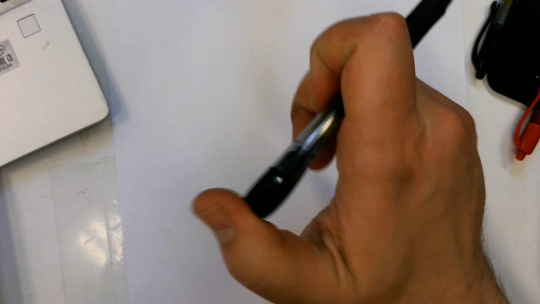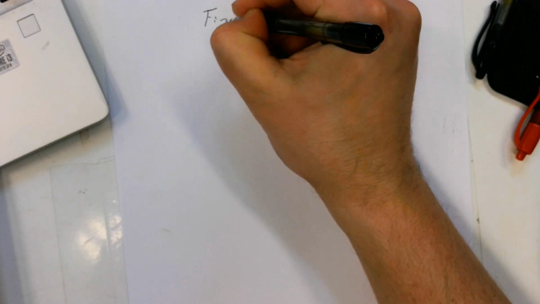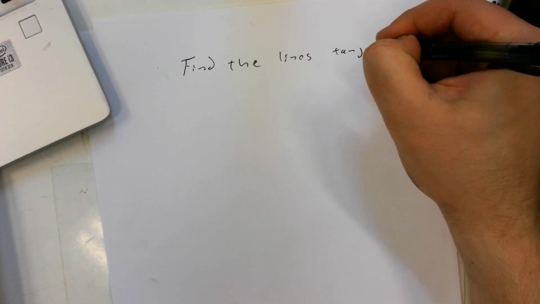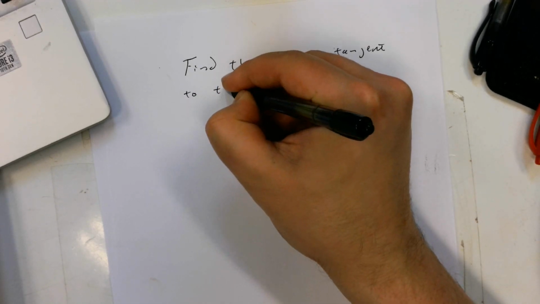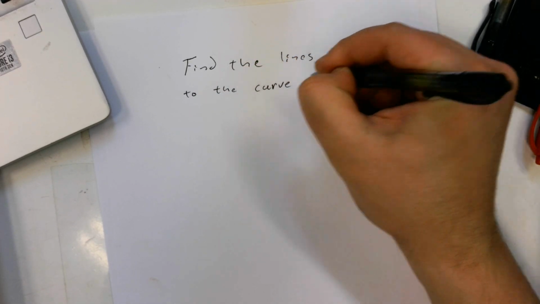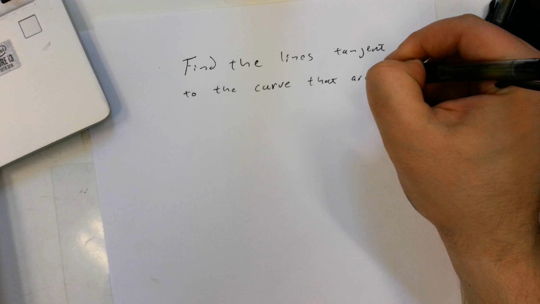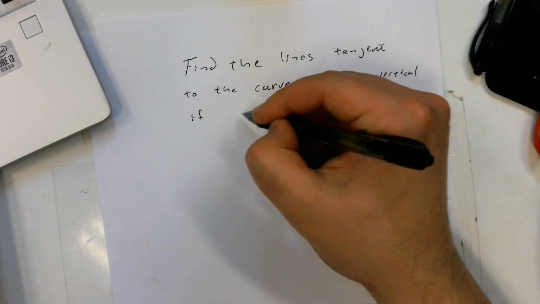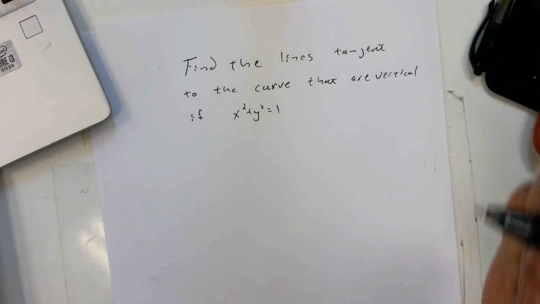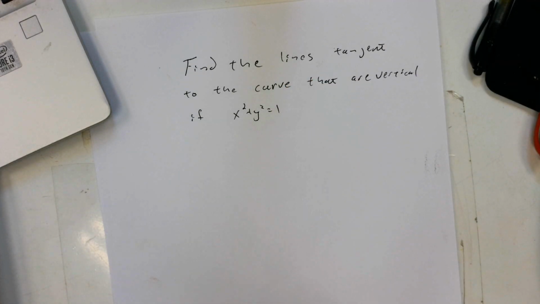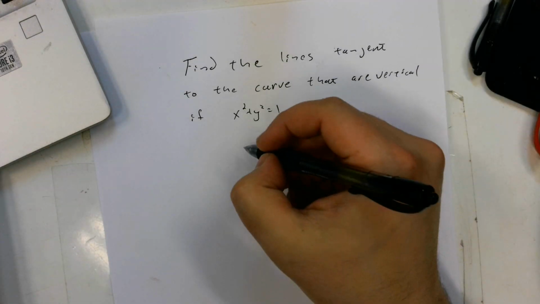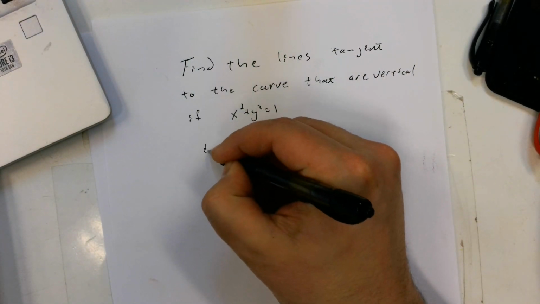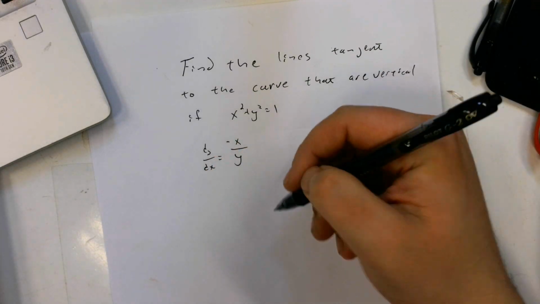Let's do the same equation. Find the lines tangent to the curve that are vertical if x squared plus y squared equals 1. And again, this isn't about implicit differentiation. You will need to be very good at implicit differentiation if you're going to survive. But I want you to focus on the calculus that's going on here.